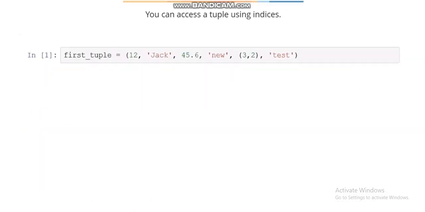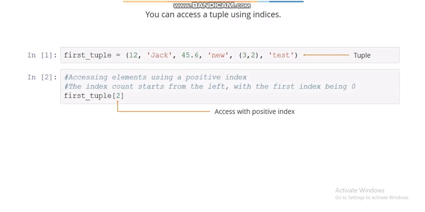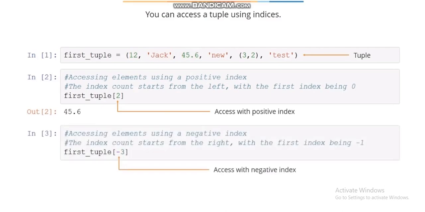As you saw earlier, you can use the index of an element to view and access it. To access elements with the help of positive indices, count from the left starting with 0. You can also use negative indices by counting from the right starting with -1. Negative indices are useful as they help you to easily refer to elements at the end of a long tuple.